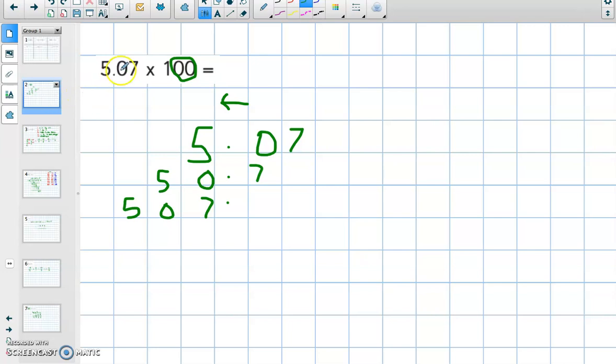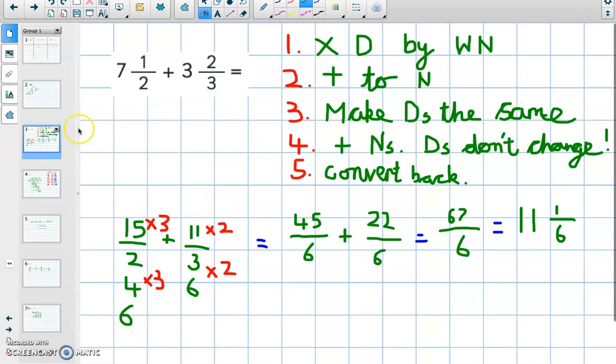Okay, so question number 1, 5.07 multiplied by 100. You know that when you're multiplying by 10, 100 or 1000, you move all of the digits to the left because you're making them bigger. We use the dots method. Now there are 2 zeros in 100, so put 2 dots below 5.07, ensuring the decimal points are lined up correctly, and you're moving them 1, 2 places to the left, so your answer would be 507.